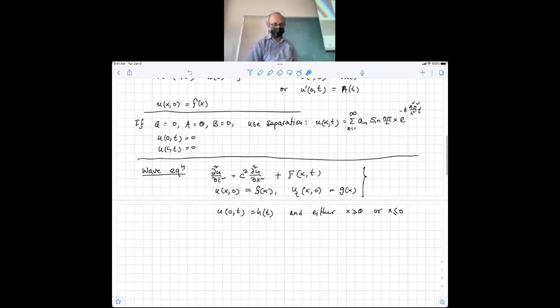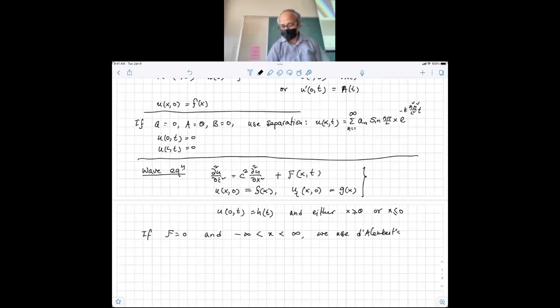So this is something we have already discussed, but it helps to repeat that today. So now I will say if f equals 0 and x goes from minus infinity to infinity, we use D'Alembert's solution. Last week I posted an example in the lecture note, but I really did not show you how to deal with that. You can perhaps look at the textbook also. There is an example. So that is something of self-learning.